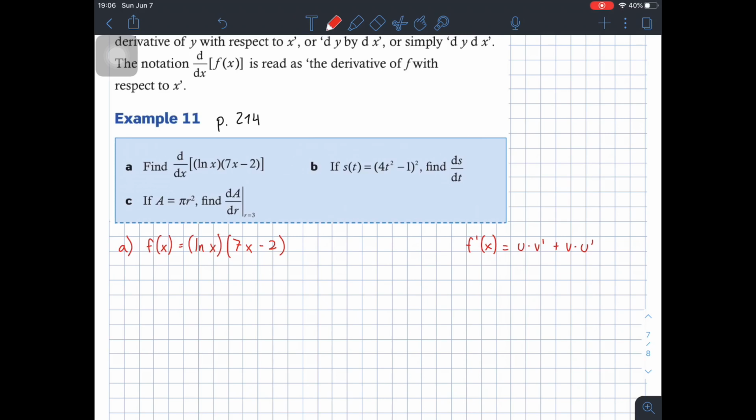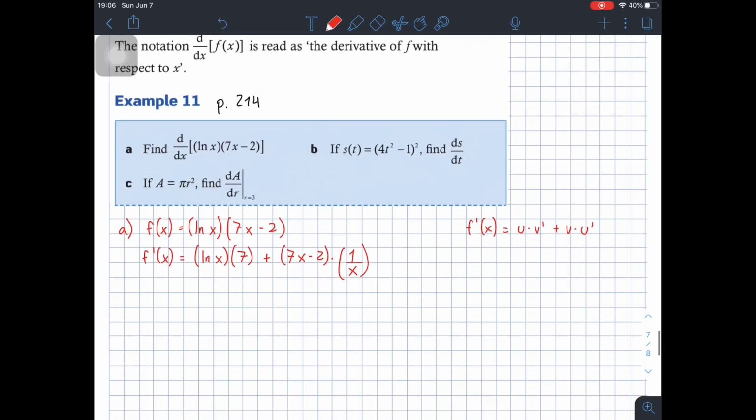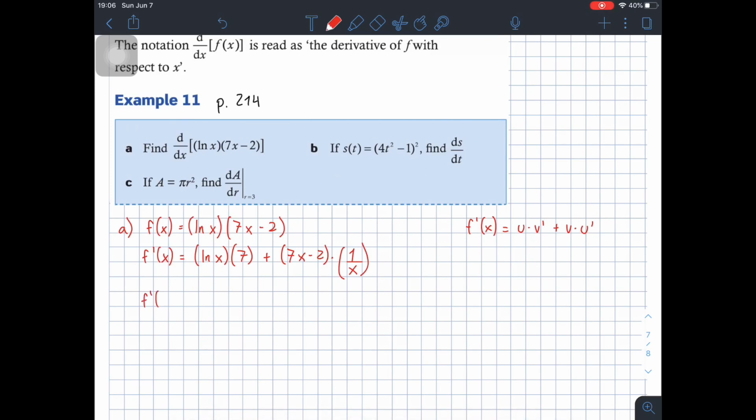So if we apply the product rule, we're going to have that. I can do this directly mentally. It's u times v prime, so we copy u as it is, natural logarithm of x, times v prime, the derivative of v, in this case is 7, right? Plus v, the original, which is 7x minus 2, times u prime, which is the derivative of natural logarithm of x, that, if you remember, is equal to 1 over x. So if we simplify this, we're going to get our final result.